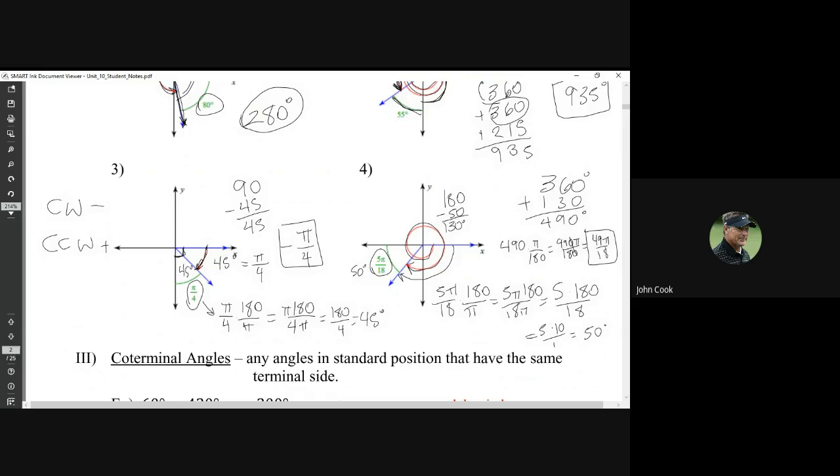And now we just have to see if it's going to be a positive or a negative angle. Well, since the angle started by going downwards and then moving clockwise, that means that it's going to be a negative angle. So negative 49 pi over 18 radians is the angle measurement for this one.